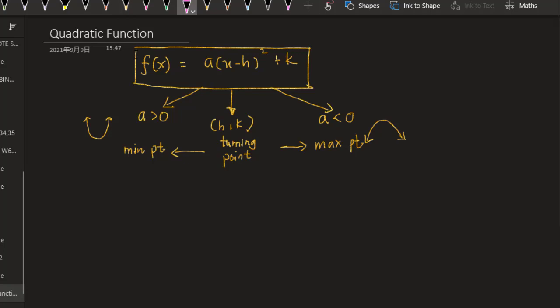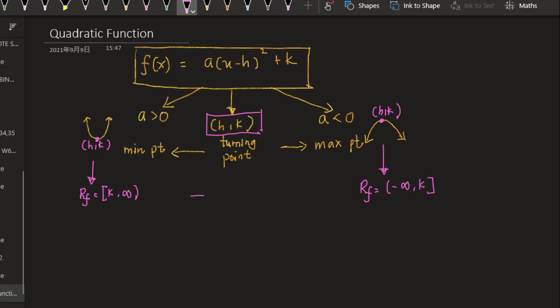Why is the turning point very important? Because we use it to determine the range. If this is (h, k) as a minimum, we are taking from the bottom going up, so the range of the function is from k to infinity. But when it is a maximum point and k tells you where you stop, the range will be negative infinity up to k.